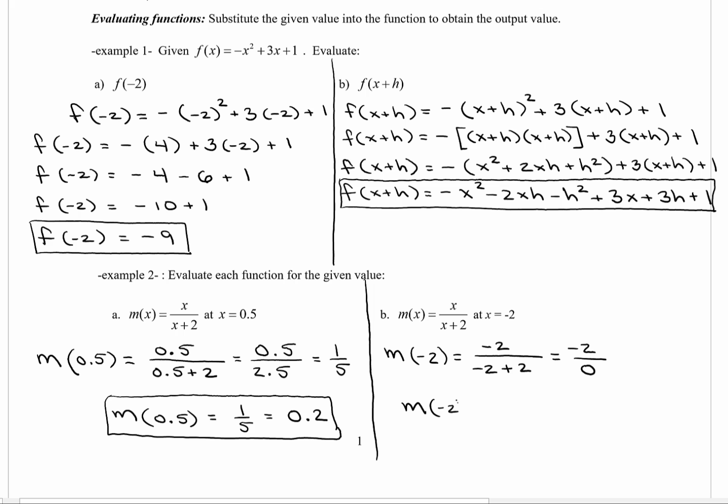Because I get -2 divided by 0, I know that I am not allowed to divide by 0, and anything divided by 0 is undefined. So I'm going to go ahead and write m of -2 is equal to undefined. And I'm going to box that in.